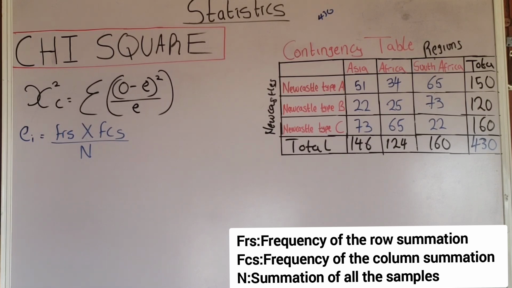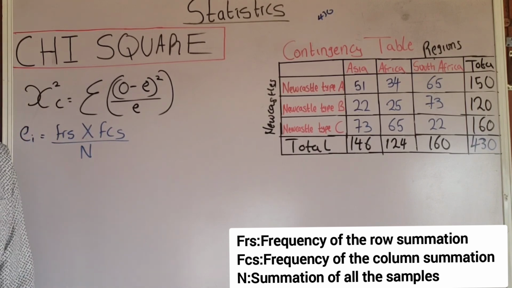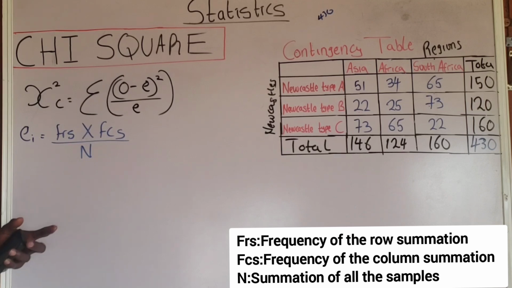Frequency of the row summation. FRS simply means frequency of the row summation, while FCS simply means frequency of the column summation. And N is the total numbers of frequency that we have. You understand? Total numbers of the data, of the samples, let me put it like that. Total numbers of samples that we have, that is N.